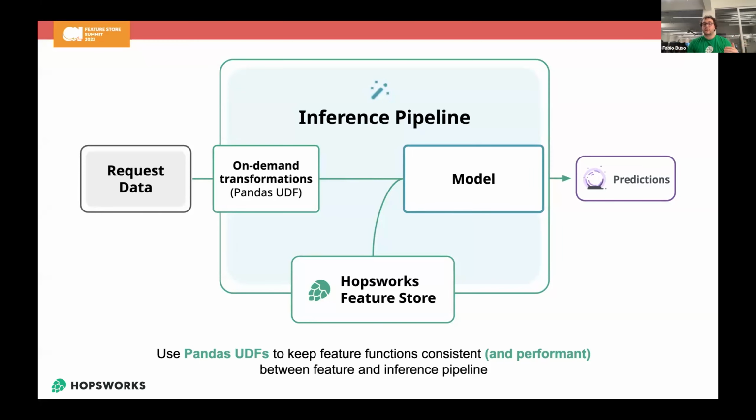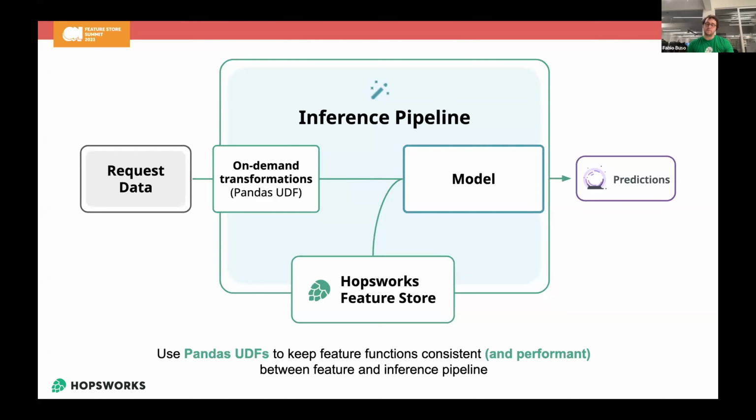The other thing the inference pipeline is responsible for is doing on-demand transformations. There is a class of use cases, I would argue the majority, for which some of the feature data you're not going to be able to pre-compute. It's going to come from the request data. What we do in Hopsworks is use something called pandas UDFs, right?